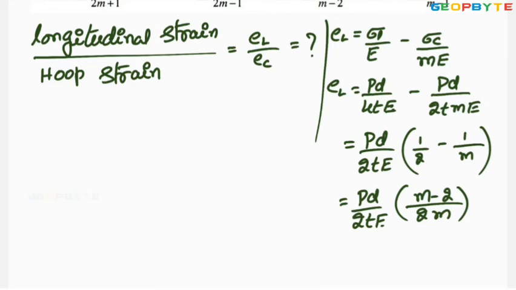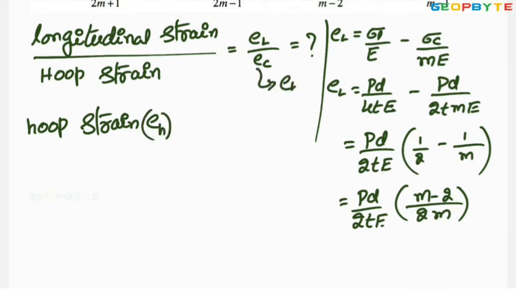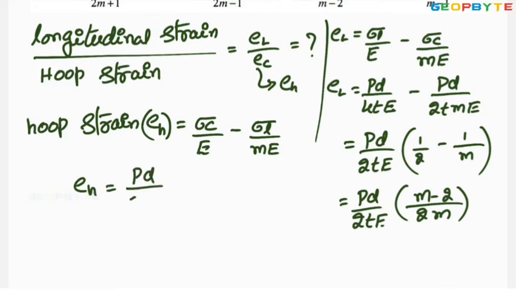Similarly, circumferential strain or hoop strain EC or EH. This EC can also be written as EH equal to sigma C by E minus sigma L by mE. From this, the hoop strain equal to sigma C equal to PD by 2T into E, minus PD by 4T mE.